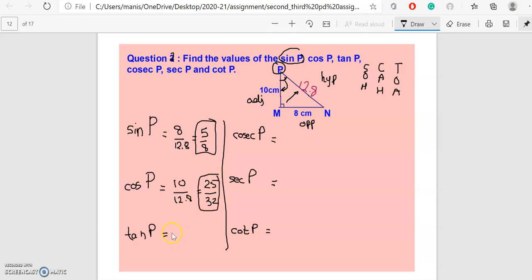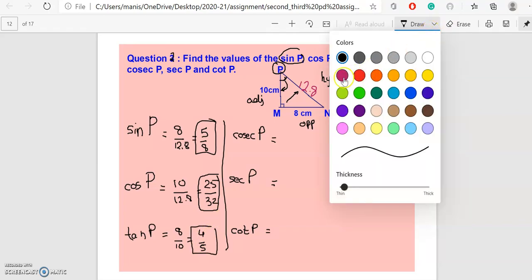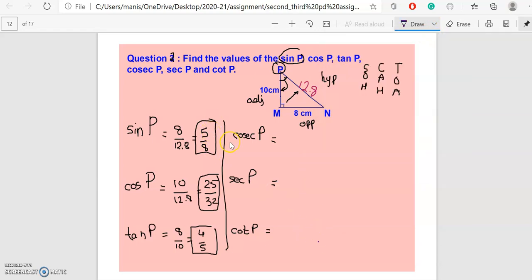Now it says tangent: opposite over adjacent. Opposite is 8, adjacent is 10. 8 over 10. So if I do this, my answer is what? 4 over 5. Now once I have got these three answers, how I can find the remaining is I just have to flip. So let's flip this. If I flip this, it will be 8 over 5.